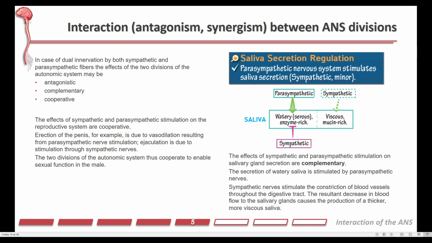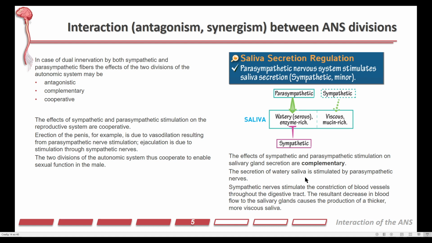male. Then, an example of complementary activity could be described using saliva secretion. So what do we have in this case? As you can see, parasympathetic causes secretion of watery saliva, while sympathetic produces rather viscous, mucin-rich saliva. So how does this happen? And why do they complement each other?